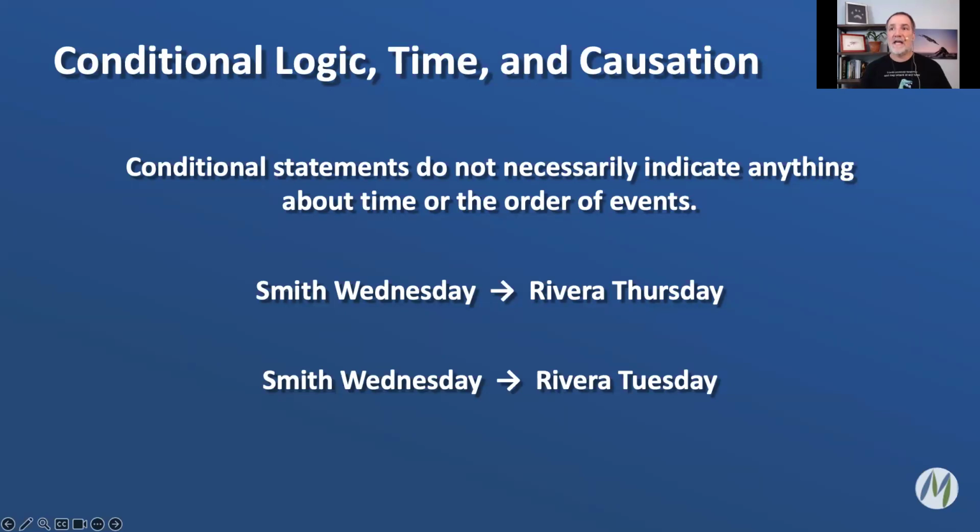It would be totally fine to say, if Smith speaks on Wednesday, then Rivera speaks on Tuesday. Even though the then part, the necessary condition, is happening before the sufficient condition, that's totally fine. This is still a correct conditional statement. It's defining a definite relationship between these two things. If we find out that Smith is speaking on Wednesday, based on this statement, we know that Rivera must be speaking on Tuesday. Or if it's already Wednesday and we see Smith speaking, we know that Rivera spoke the day before. Again, it's a definite relationship, not a chronological one.